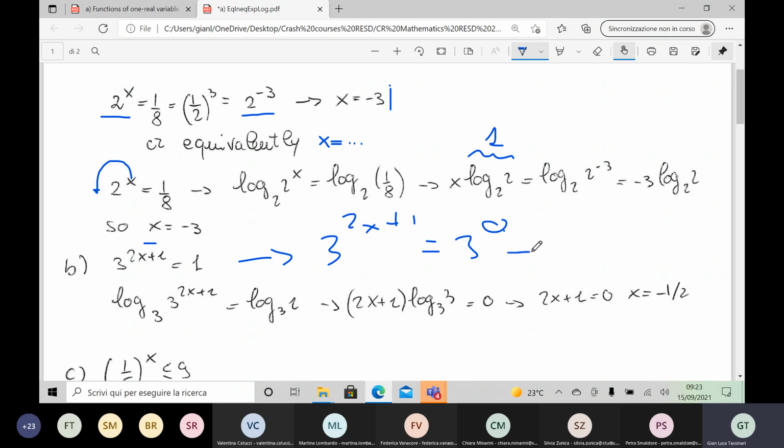So the equation is equivalent to 2x plus 1 equal to 0. I go above, which implies x equal to minus 1 over 2. But as I told you, this is required only that you pay attention, and maybe sometimes you are not so flexible. And as I told you, suppose here you had equal to 2.